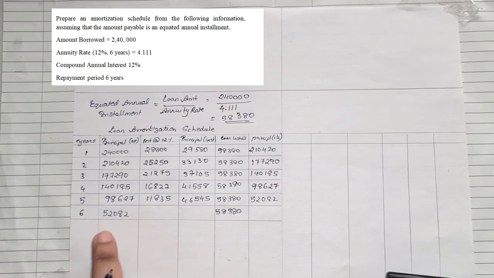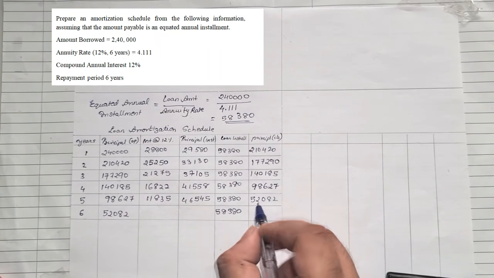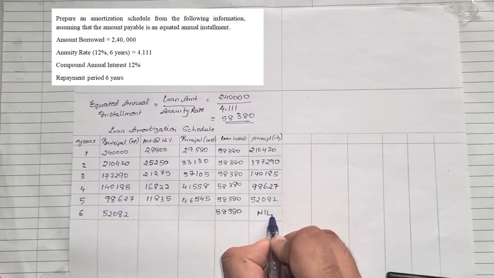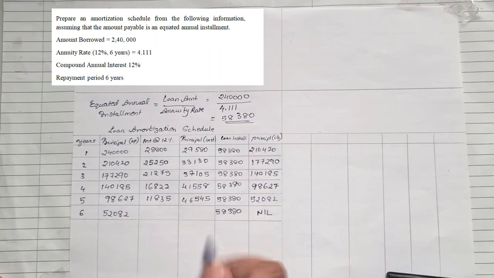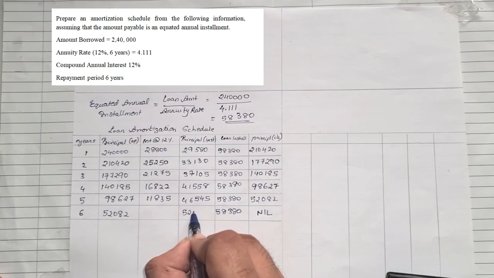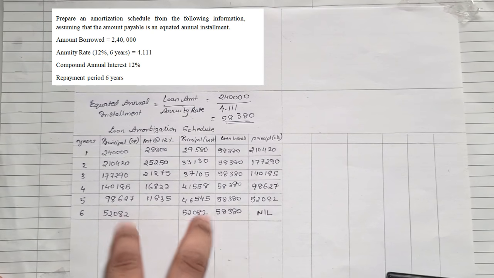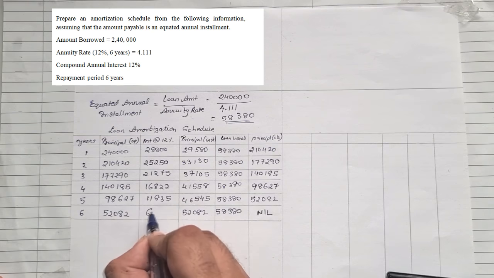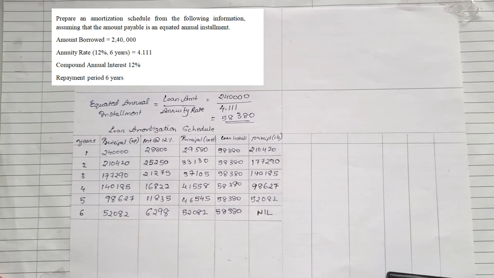Okay, the last principal amount is 52,082. See, at the end I need the answer to be nil, because this is the last year, we're paying the entire loan. So my principal amount will be 52,082 only, because opening minus the principal should give you 0. So now the difference between these two, 58,380 and 52,082, will be your last interest amount, which comes to 6,298.